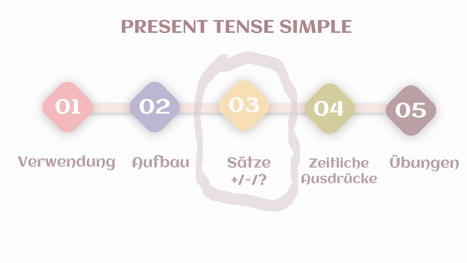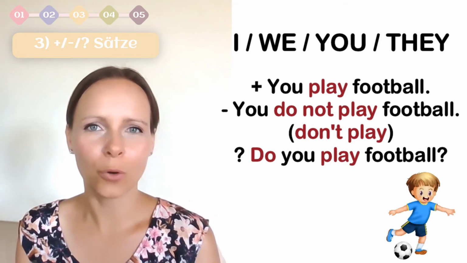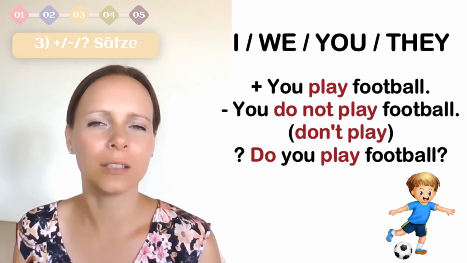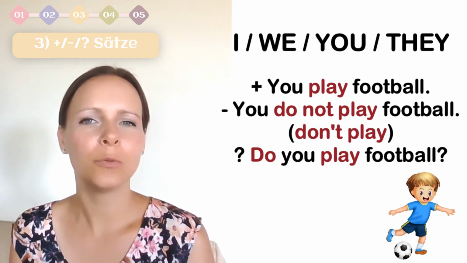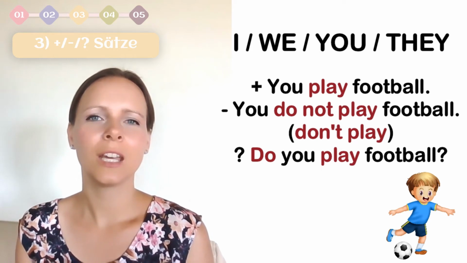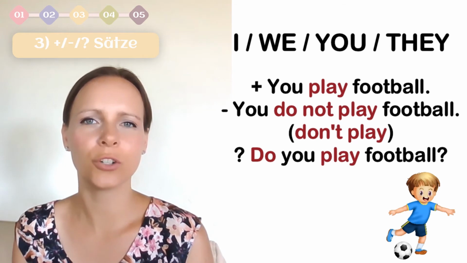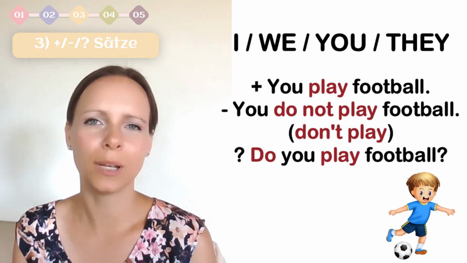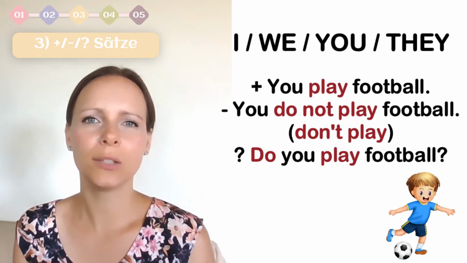Positive, negative und interrogative Sätze. Positive, negative, and interrogative sentences. Let's start with the positive sentences. You play football. By the way, it's the same with I, they. So I, we, you, they. You play football. We negate. You do not play football. A shorter version would be you don't play football. And the question, do you play football?